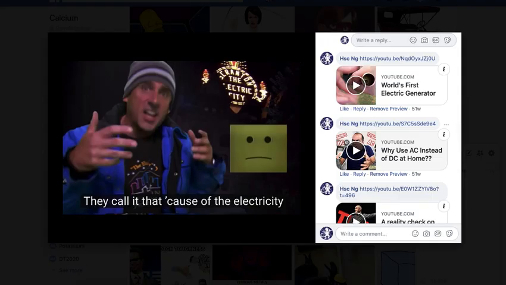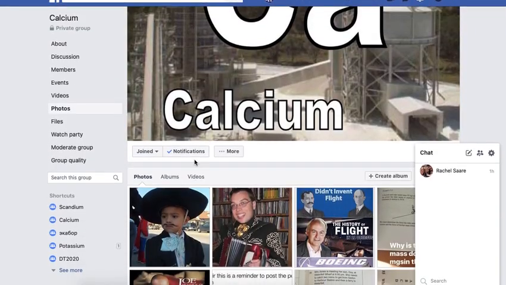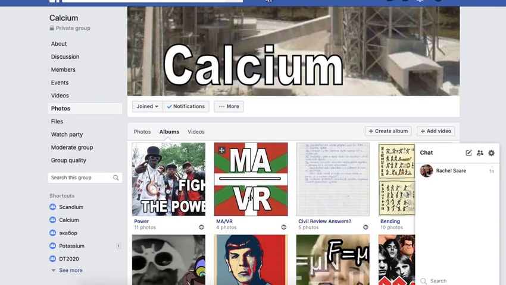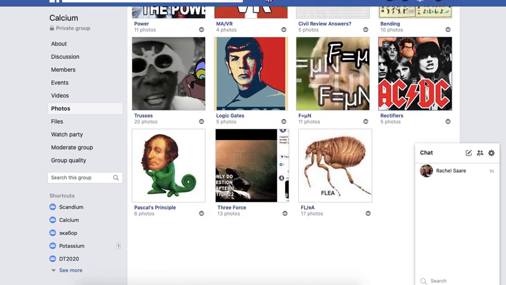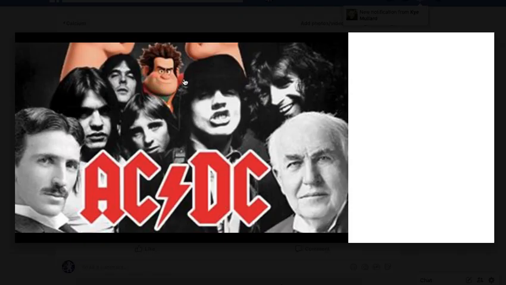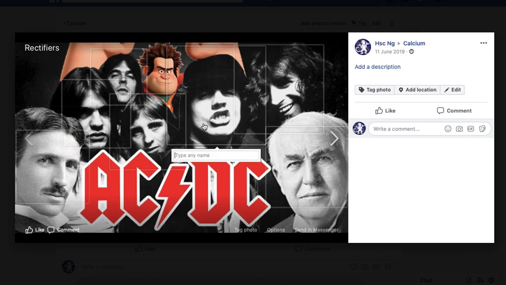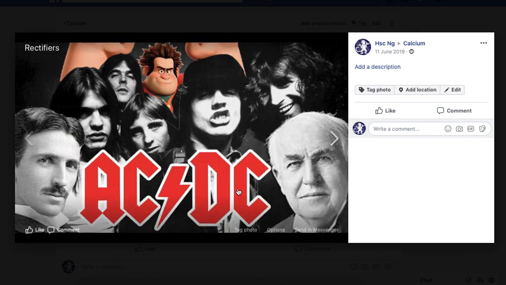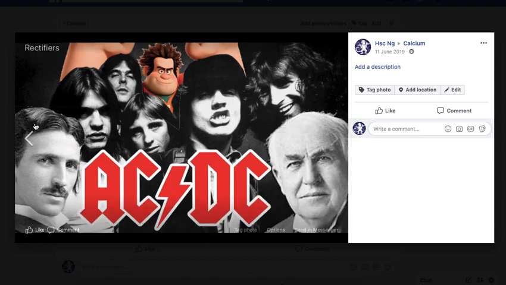Okay, so if I go back to the calcium pictures, hopefully I created an album related to that. Oh, I don't have a record album. Oh, there we go. So he said the word rectifiers. So that's why I've got Wreck-It Ralph, because it's about rectifiers. And what rectifiers do is they convert AC into DC. And Tesla, this guy here, he was team AC, and this guy was team DC. So they had what's called the War of the Currents.